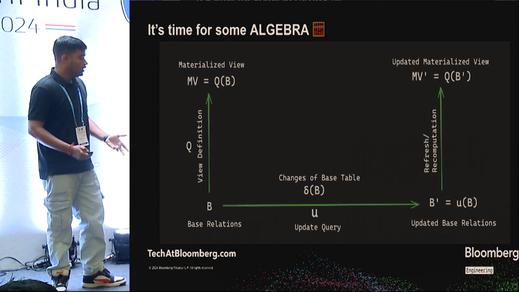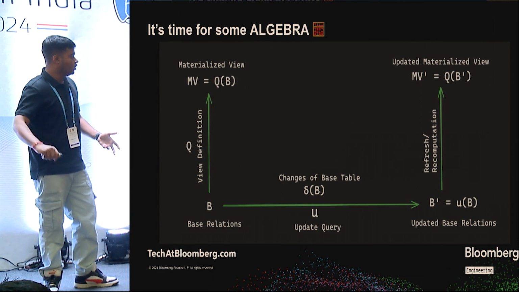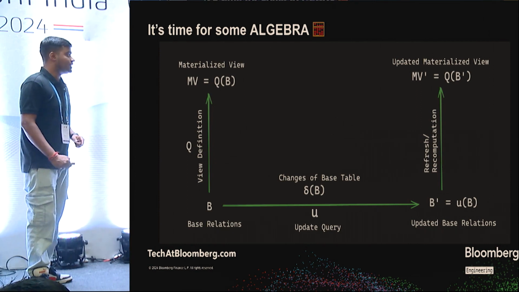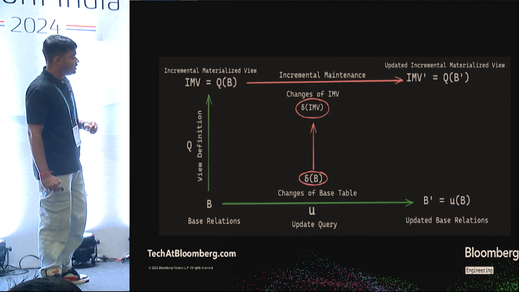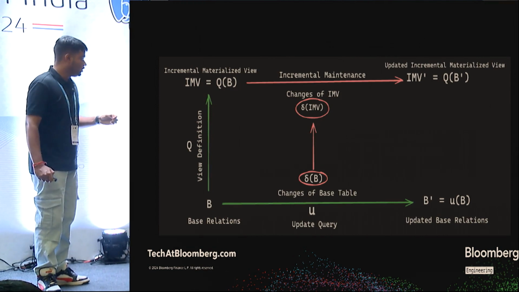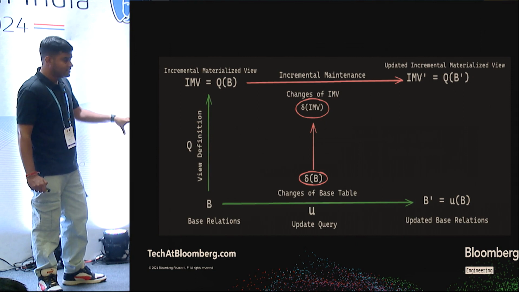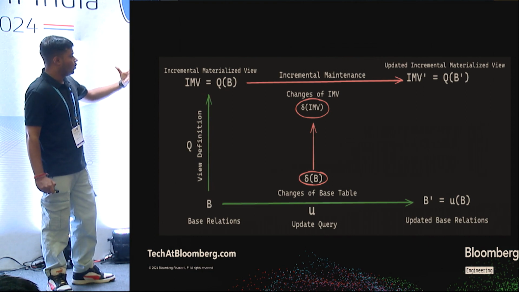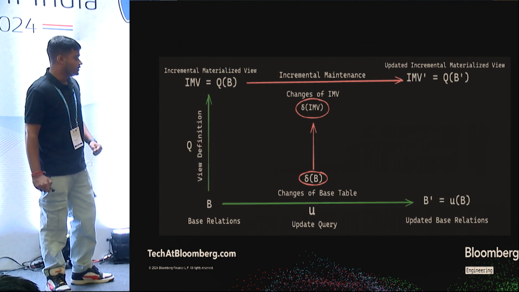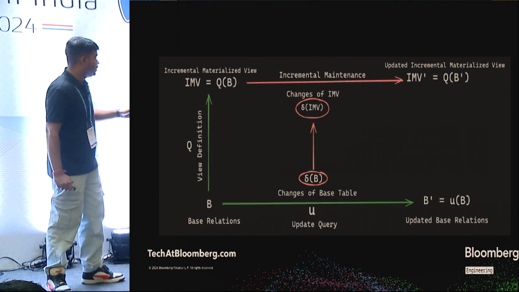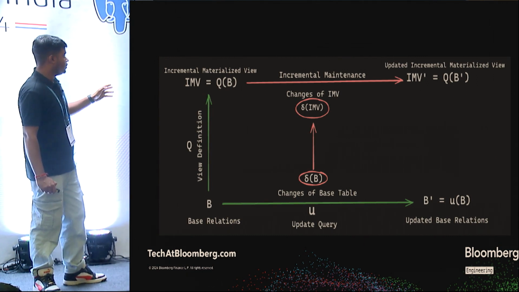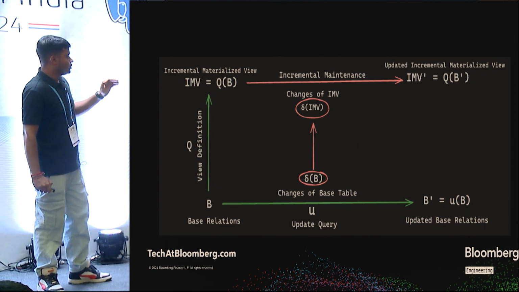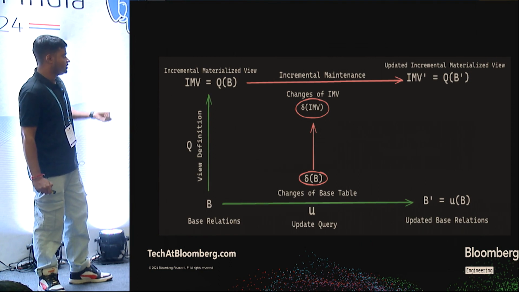Right now what we are doing is a recomputation on the base table in order to get the MV dash, which is the updated materialized view. But this is not the case in incrementally maintaining materialized views. In incremental maintenance, we basically try to propagate the changes that were made in the base table in order to extract the changes that are required to be applied on our materialized view to get its updated state. So here I am denoting the materialized view as IMV, which stands for incremental materialized view. And we get the updated version of IMV, which is IMV dash, by just applying the changes to our IMV.